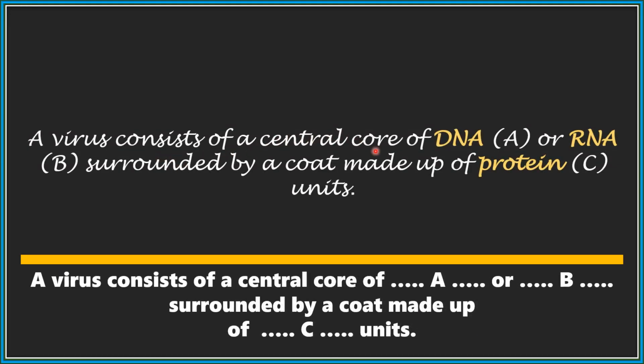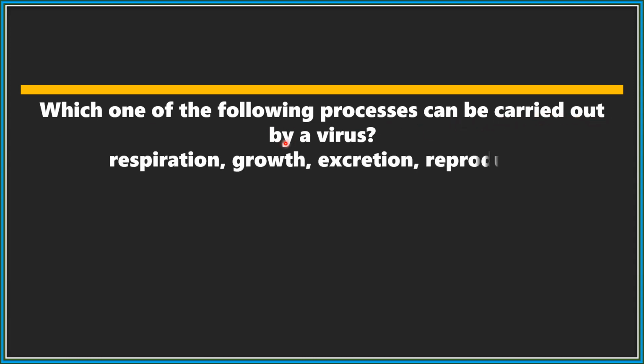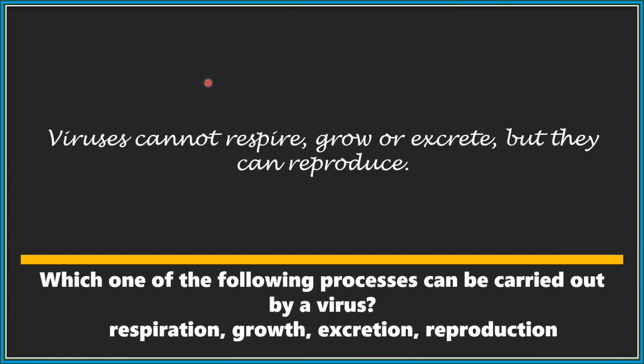The virus consists of a central core of DNA or RNA surrounded by a coat made up of protein units. Which one of the following processes can be carried out by a virus? Respiration, growth, excretion, reproduction. Viruses cannot respire, grow, or excrete, but they can reproduce.